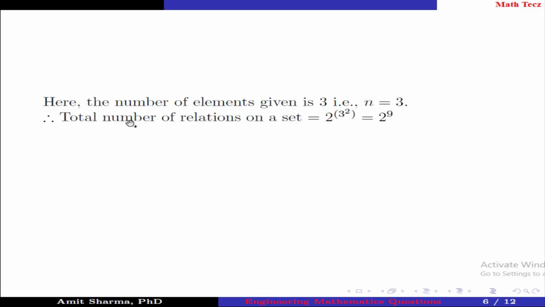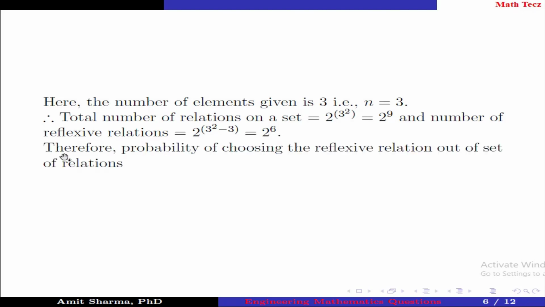Therefore, total number of relation on a set is equal to 2 to the power 3 square, which is equal to 2 to the power 9. And the number of reflexive relation equal to 2 to the power 3 square minus 3, which is equal to 2 to the power 6. Therefore, probability of choosing the reflexive relation out of the set of relations equal to 2 to the power 6 divided by 2 to the power 9, which is equal to 0.125.